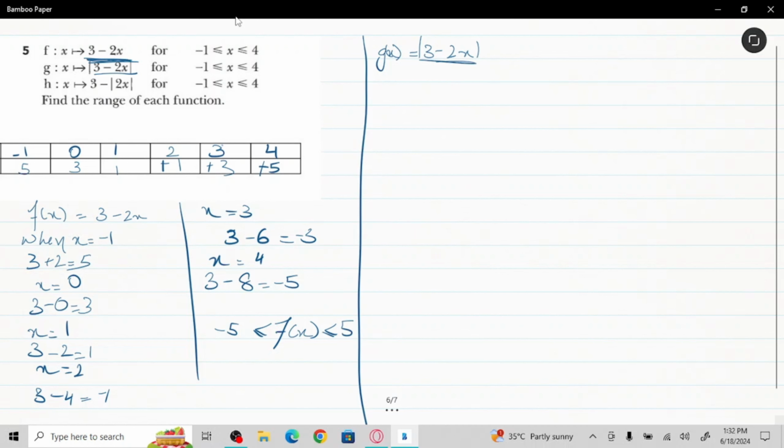Because first this equation will act, and then on that answer the modulus will act. So just directly do it. It's easier. It's a shortcut. So we have 5, 3, 1, 1, 3, 5.